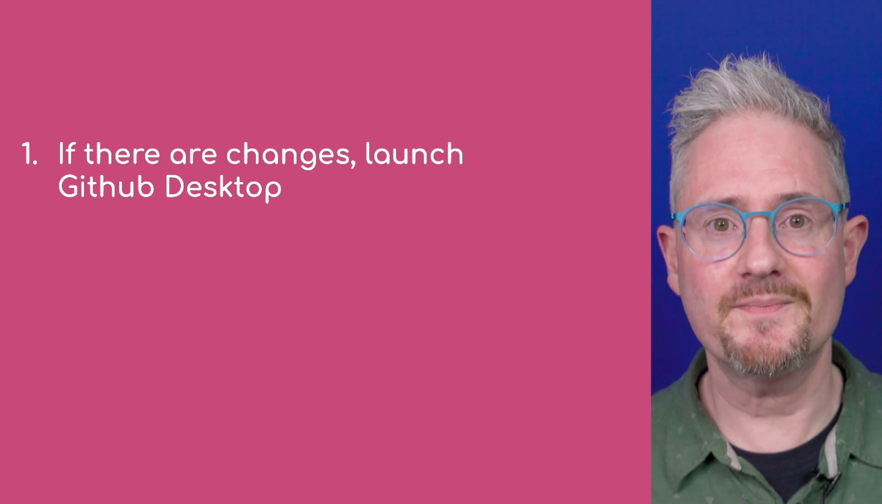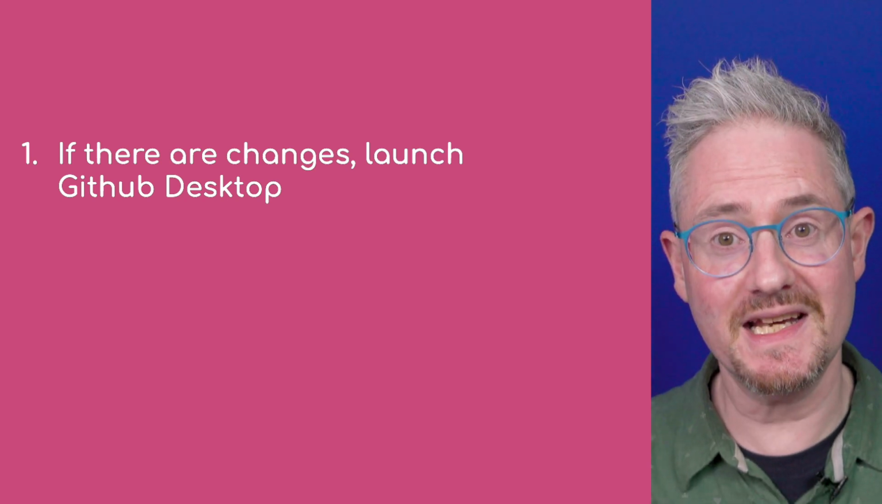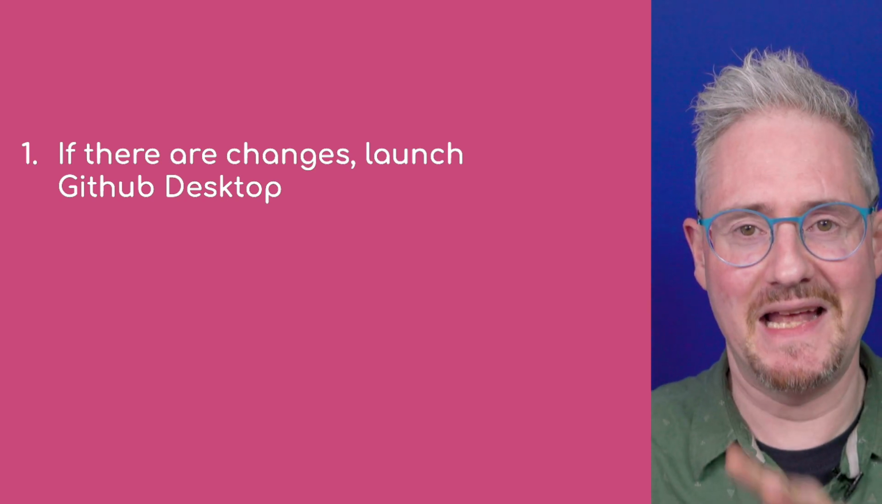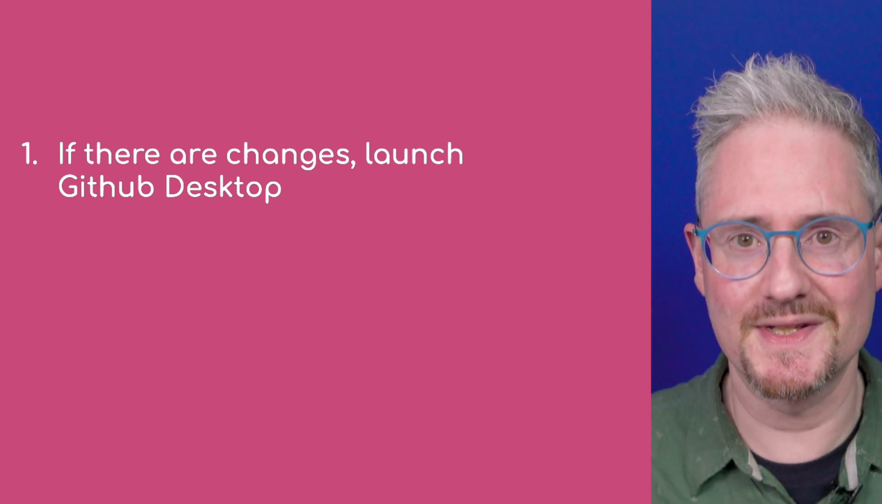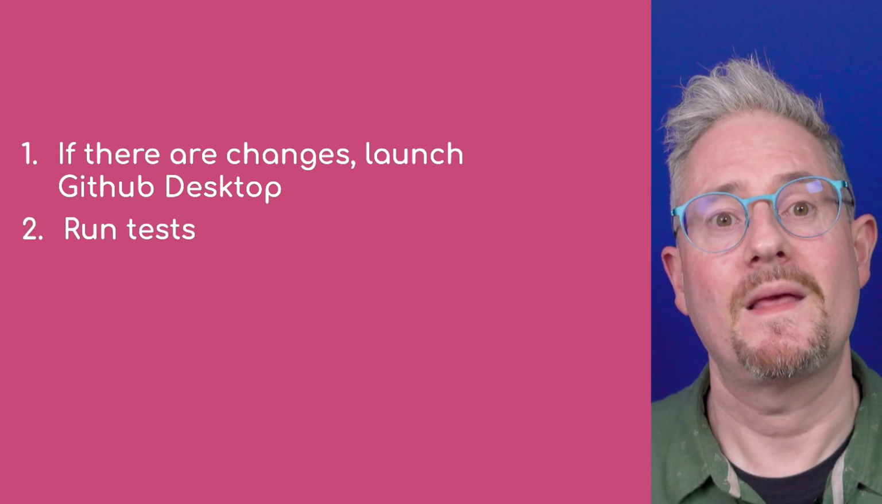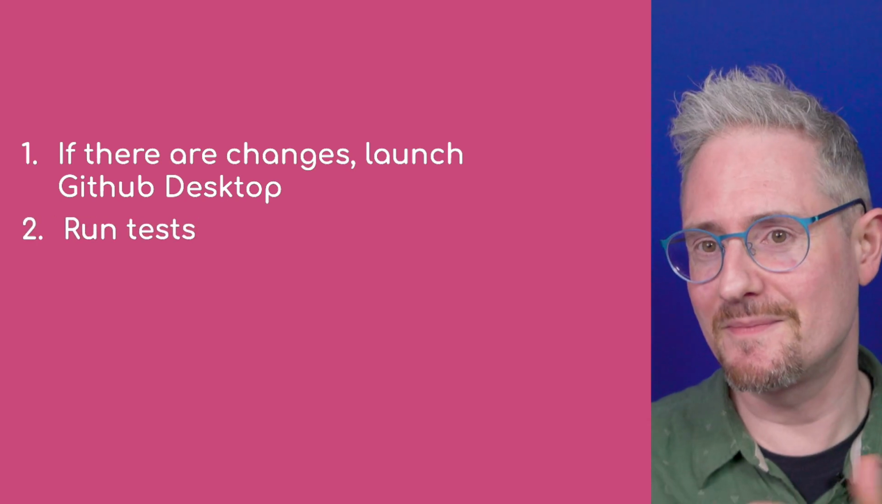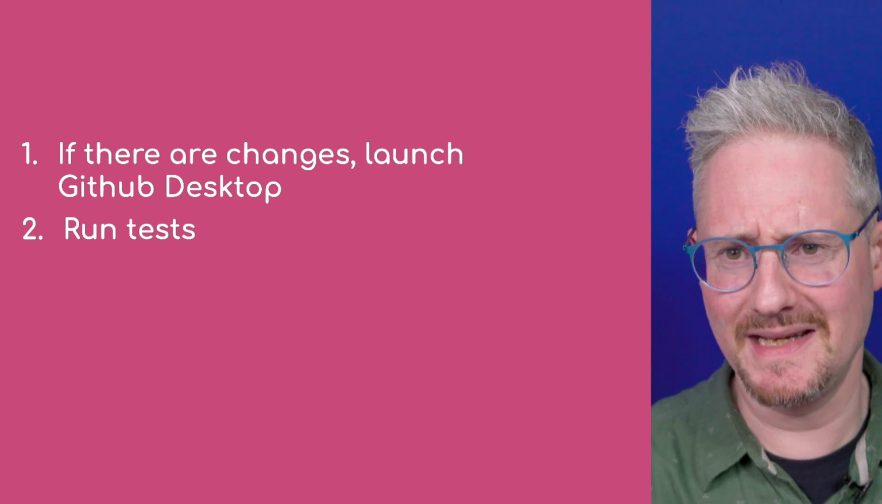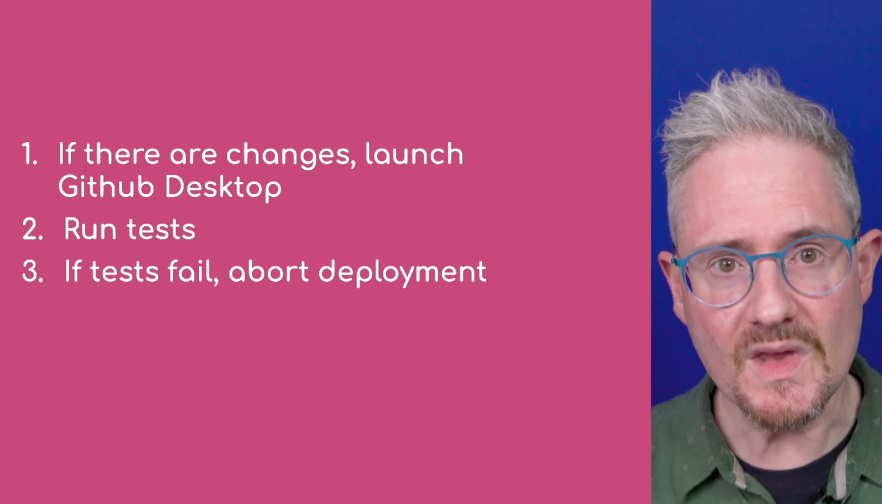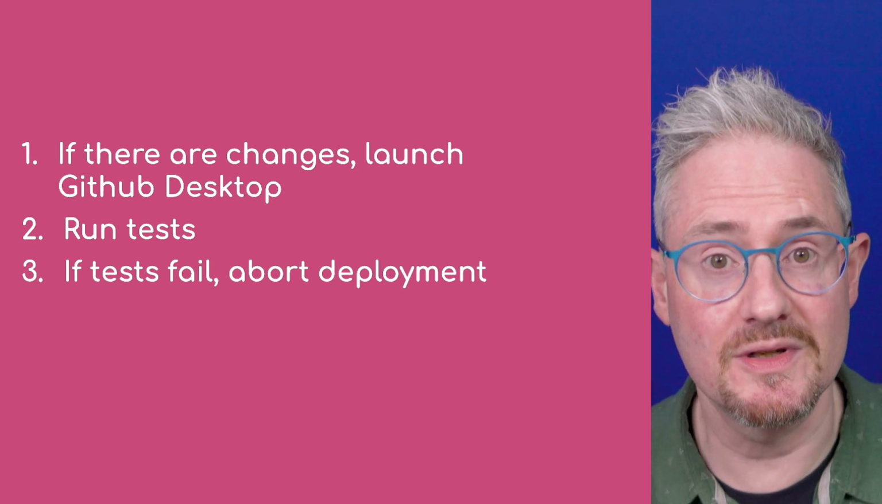Well, first, if there are any changes, it launches GitHub Desktop so that I can start editing my commits and make sure that they're all tidy and make sense. Meanwhile, it runs my unit tests. So now I'm thinking about my commits while it's running my test suite. And obviously if the tests fail, it aborts the deployment.